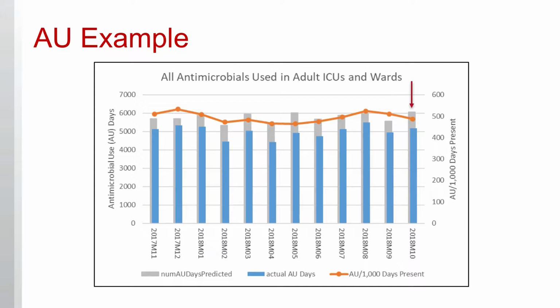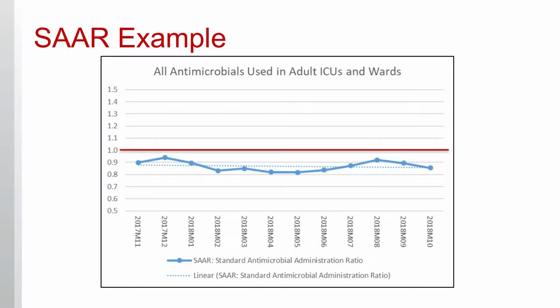The orange line is what we put in for antibiotic use per 1,000 days present. So that's the scale on the right. So we have about 500 antibiotic days per 1,000 days present, using this older 2014 analysis. And then we would look at the SAAR, which is just dividing that, approximately 5,000 divided by 6,000. So our SAAR was around 0.85, or 85% of expected. So the red line is 1, and we've been able to stay below that. So we can show our administration that we're doing a good job with stewardship, keeping antibiotic use down.